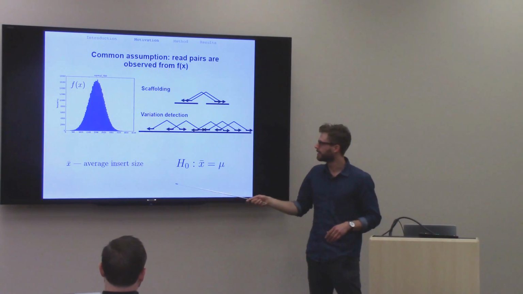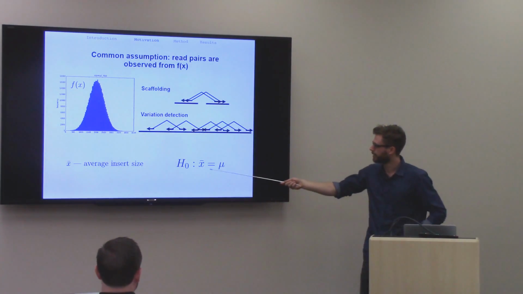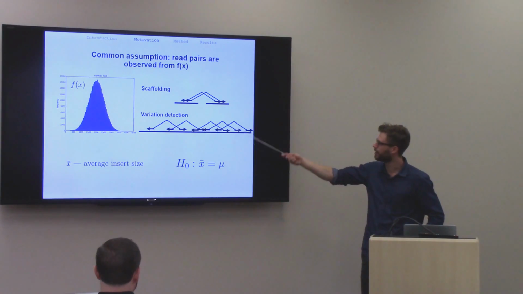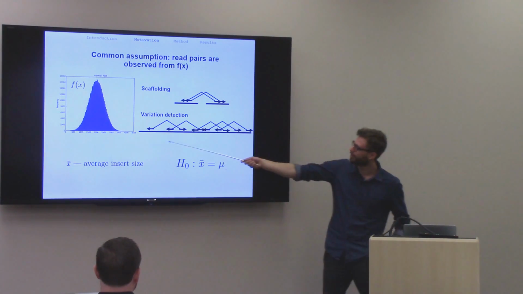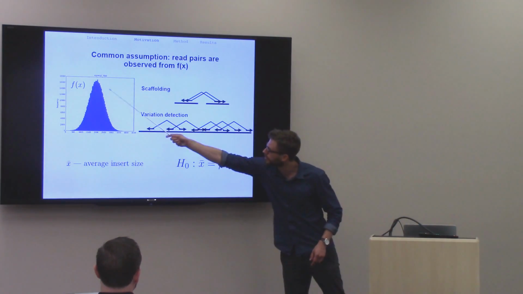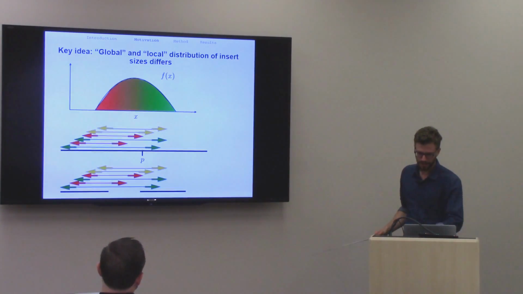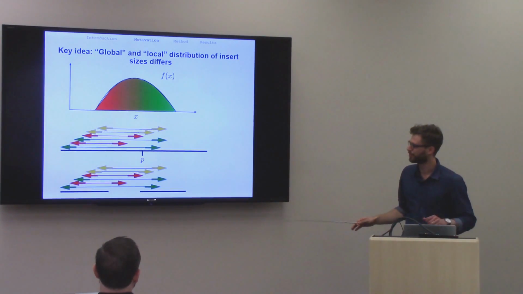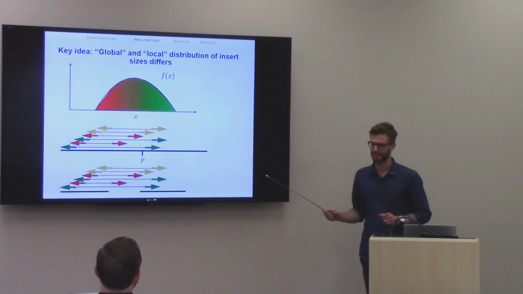You could extend this further and say that the average insert size in any of these applications should equal the mean of this library, which I denote with mu here. So mu would be 2000 in this case, for instance. So that's the common assumption. And now this is the most important slide. If you want to remember anything from this presentation, it's this slide.